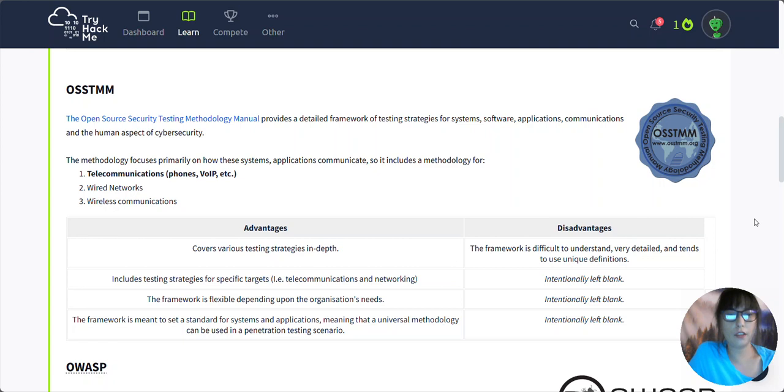Advantages are that 1, it covers various testing strategies in depth, 2, includes testing strategies for specific targets, i.e. telecommunications and networking. 3, the framework is flexible depending upon the organization's needs. And 4, the framework is meant to set a standard for systems and applications, meaning that a universal methodology can be used in a penetration testing scenario. Its disadvantages are the framework is difficult to understand, very detailed, and tends to use unique definitions.